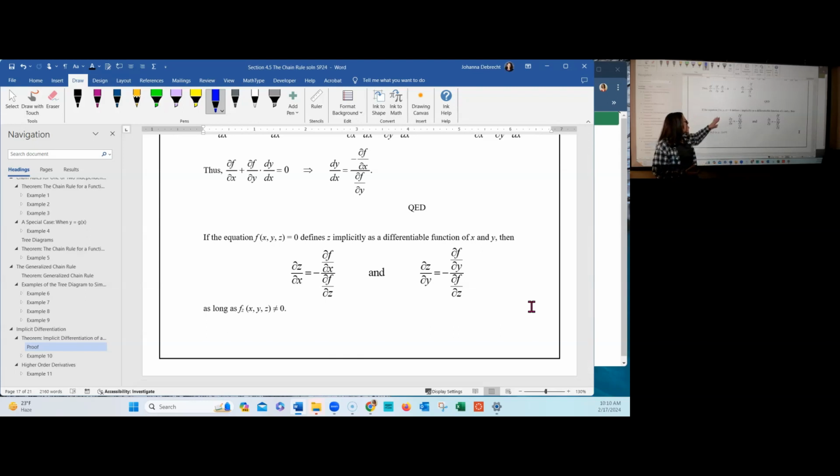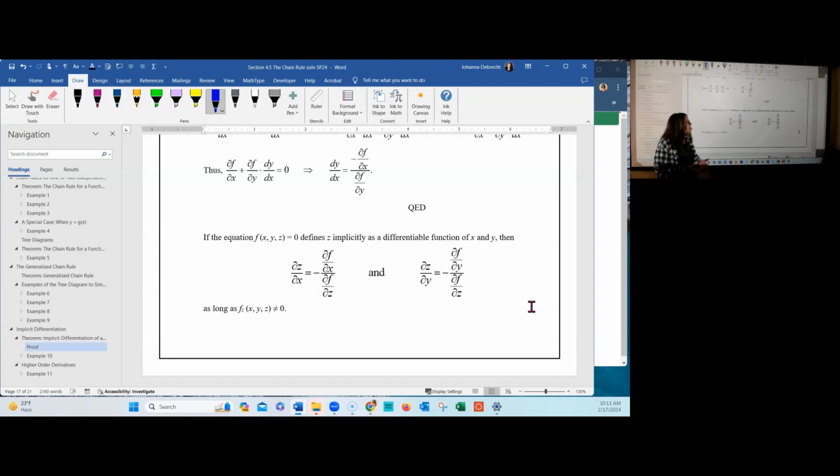This method can also be expanded to work for equations that are functions of more than two variables. Let's suppose we have a function w that's a function of x, y, and z. Again, we set it equal to 0 to settle it into the three-dimensional space. And this will define z as a differentiable function of x and y. Or we could solve for x as a function of y and z, or y as a function of x and z.